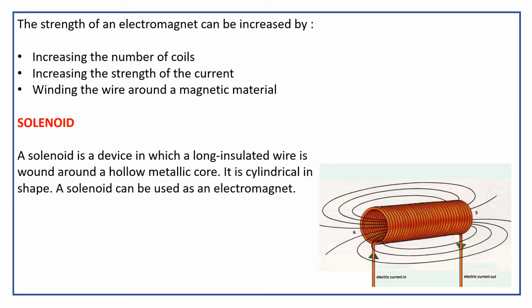What is a solenoid? A solenoid is a device in which a long insulated wire is wound around a hollow metallic core. It is cylindrical in shape. A solenoid can be used as an electromagnet.